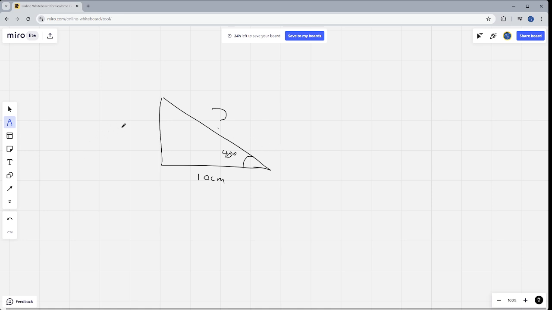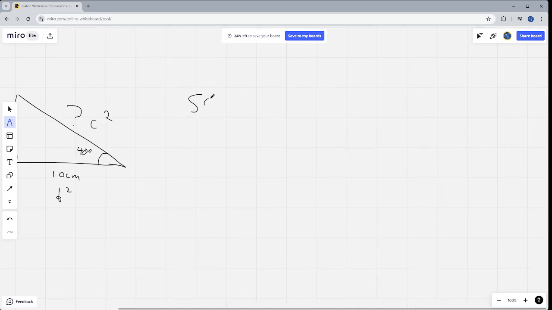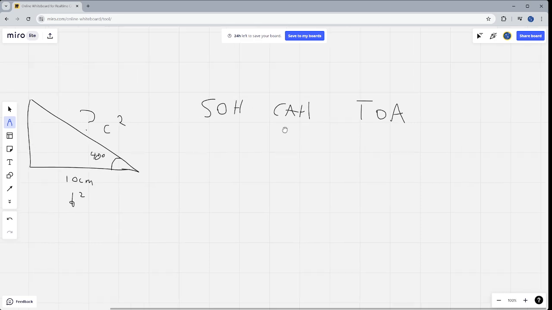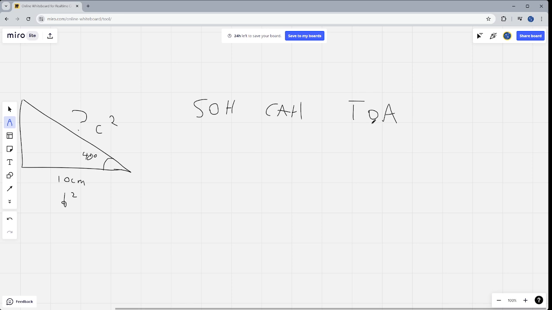So we already know a squared plus b squared equals c squared. Right? So if we want to find c squared, we would need b squared and a squared. But we don't have a squared. So that's the reason we use SOH CAH TOA, or these are our trig ratios. And I will briefly explain these, but this is the acronym we need to kind of remember. It's SOH CAH TOA, right?